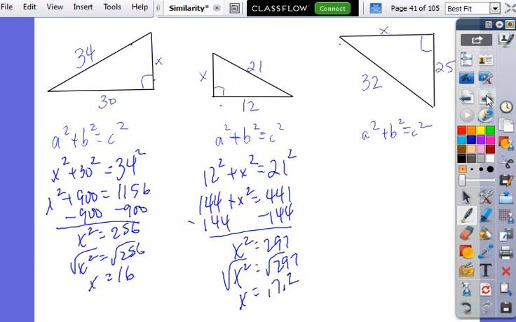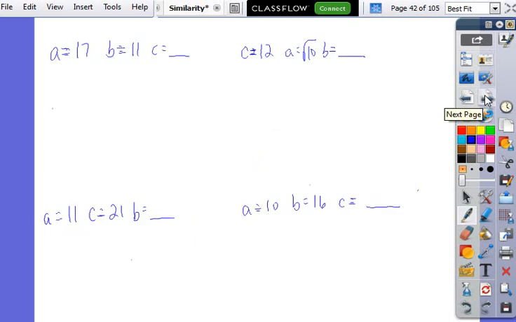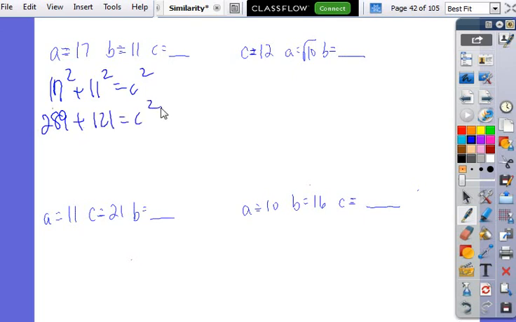All right, if it gives you stuff like this, it should be easy. Just plug in the numbers in the right spot. So for this first one, there's my A, there's my B. I know that C is the hypotenuse. So I would get 289 plus 121. What is that? 410? Is that right? So then I would square root 410. 20 point... Y'all got calculators?